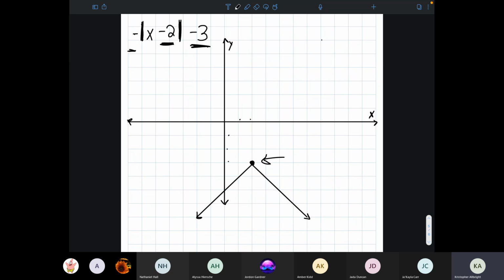So is it in that bottom quadrant because it's negative? No, it's in that bottom quadrant because we have these translations up here. So the translation, the -3 on the outside right here makes it move down 3. And then this -2 here makes it move right 2. So if it was positive, it would be up. This negative on the outside here is the part that makes it go down.